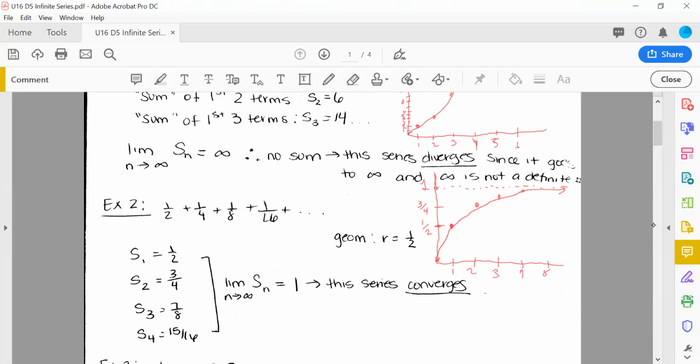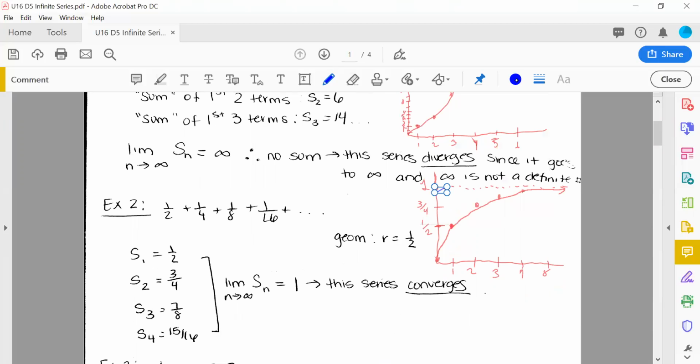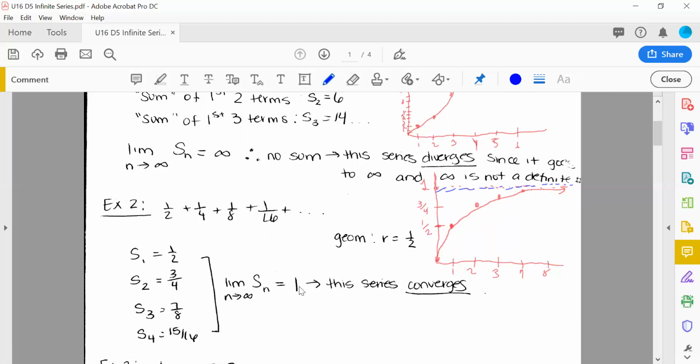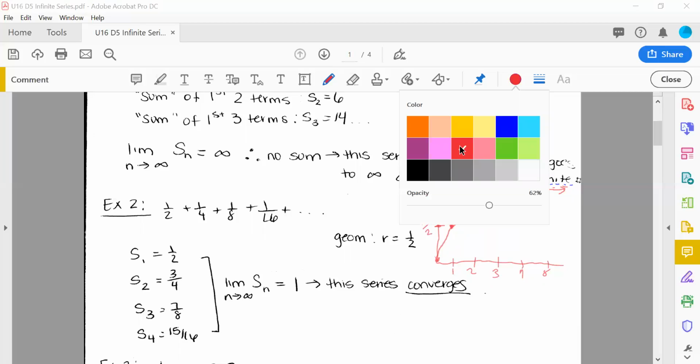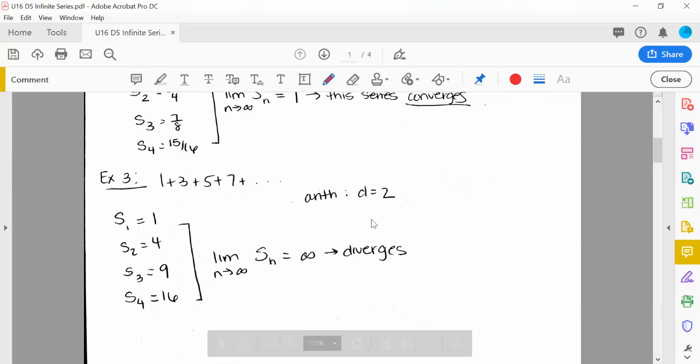But this asymptote right here, and I'll draw it in a different color as well, this asymptote is the definition of an infinite sum if it exists. An infinite sum is an asymptote. It's a value that you approach but never quite get to. But notice how all these terms are getting closer to, or converging to, the number 1. That's the infinite sum right there. And by the way, we're going to learn in just a minute how to find that infinite sum value. We'll find it.